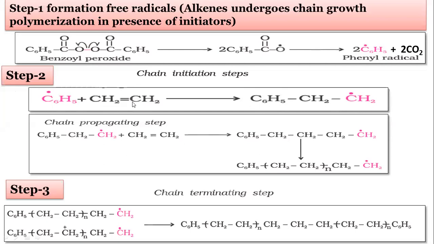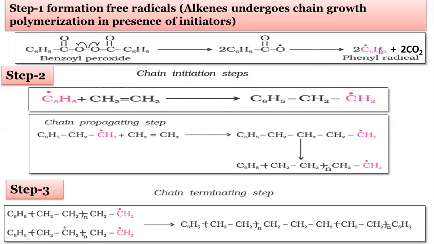Again another CH2 will be added. Again a third molecule will be added. Fourth molecule will be added. Fifth molecule will be added. So the chain will grow, means many CH2 molecules will be added. See this structure. C6H5, in bracket CH2 written n times. So n times CH2, and on both sides the chain will grow. So this is the chain propagating step.